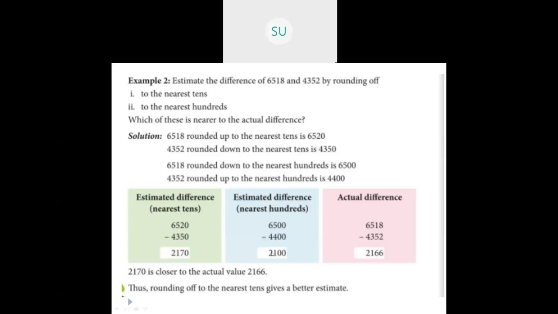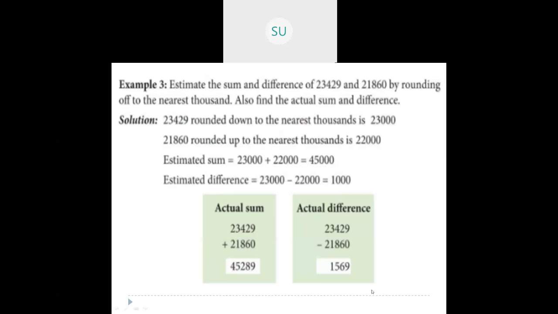With the nearest hundreds, you'll get 2100. Then the actual difference of the two numbers is 2166. The actual difference is nothing but subtracting the numbers as they are without rounding them off. So 6518 minus 4352, when you subtract them, you'll get 2166. Now, which is nearer to 2166? The estimated difference to the nearest 10 is nearby to the actual value. So estimating any number to the nearest tens gives us a more accurate value than rounding off to the nearest hundreds. Thus rounding off to the nearest tens gives a better estimate.